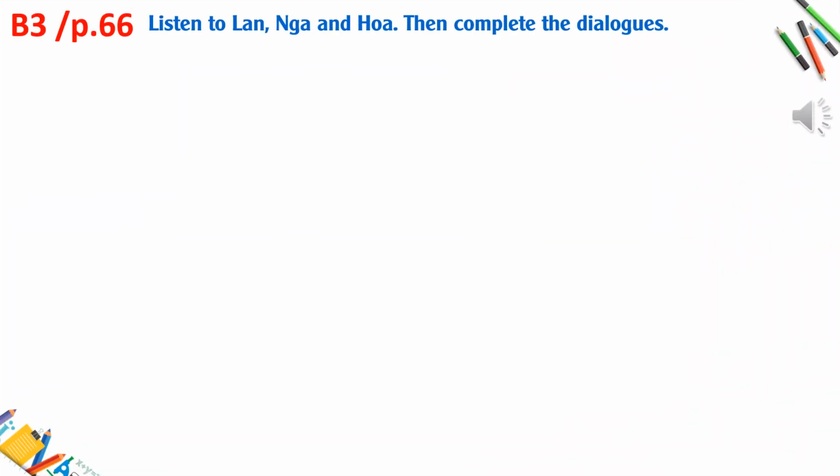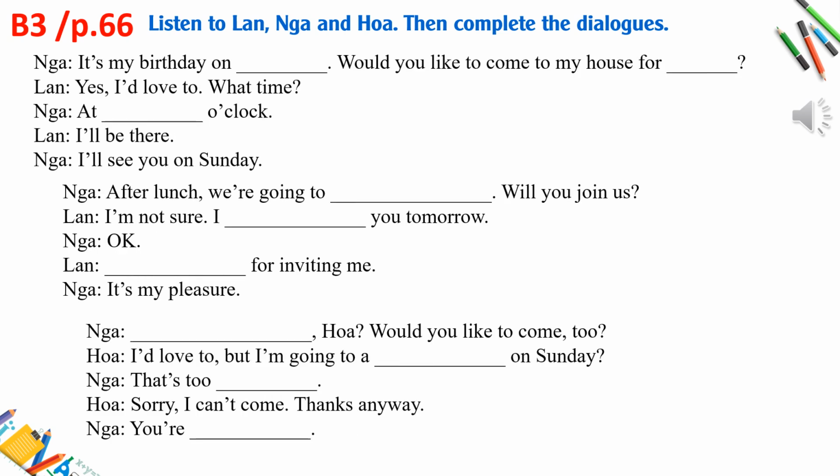Okay, we continue with B3 on page 66. Let's listen to Lang, Nga, and Hua, then complete the dialogue. This is our dialogue. Okay, now let's listen. Listen. Then practice with a partner. Make similar dialogues.